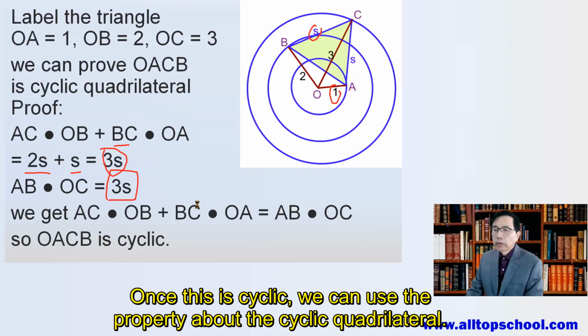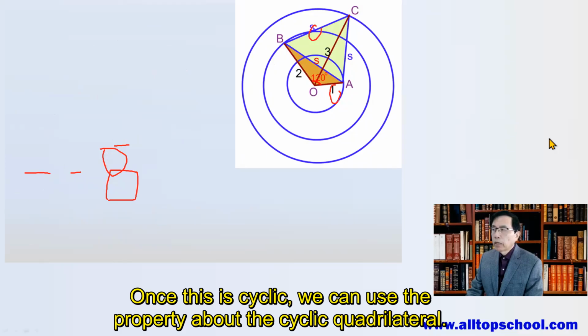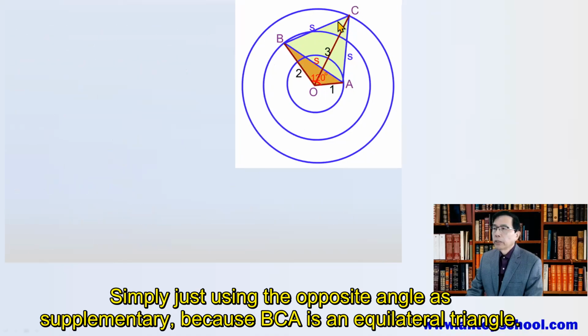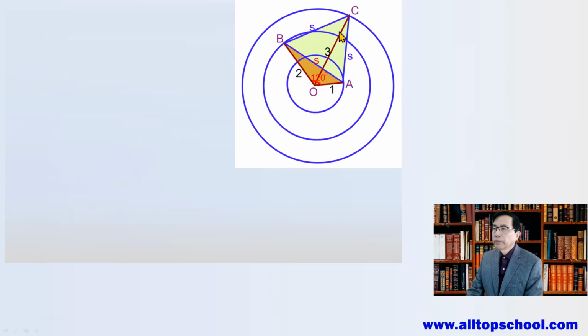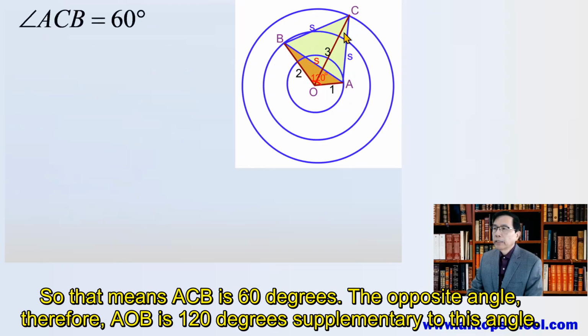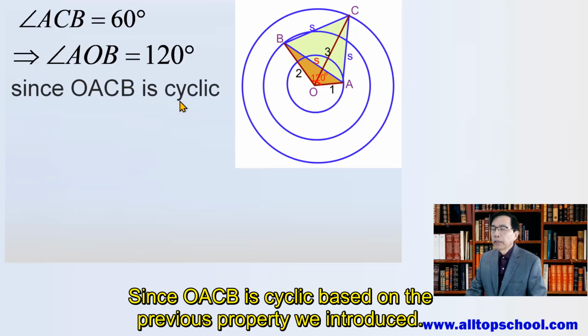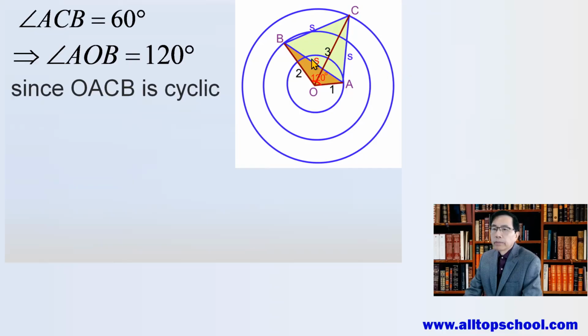Once this is cyclic, we can use the property of the cyclic quadrilateral, simply using opposite angles as supplementary, because ABC is an equilateral triangle. So that means ACB is 60 degrees. The opposite angle, therefore, AOB is 120 degrees, supplementary to this angle, since OACB is cyclic, based on the previous property we introduced.